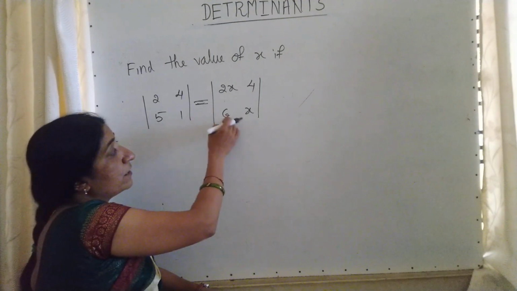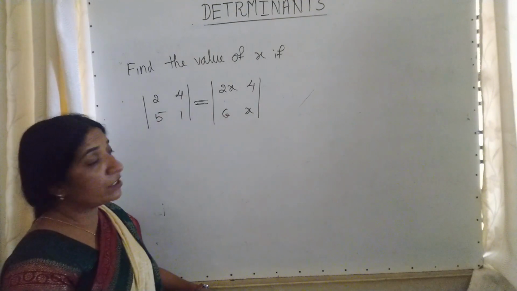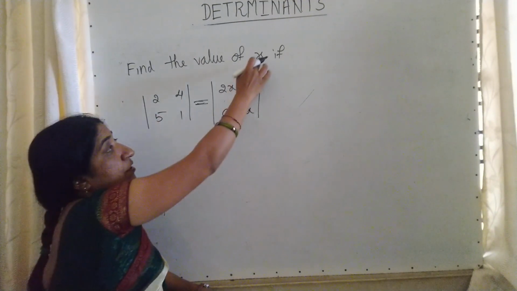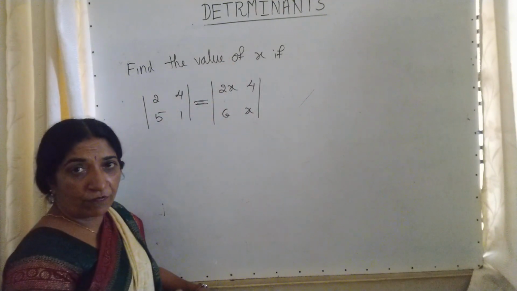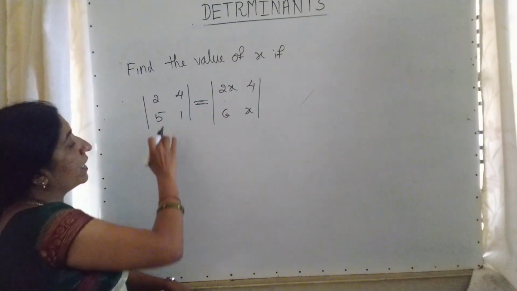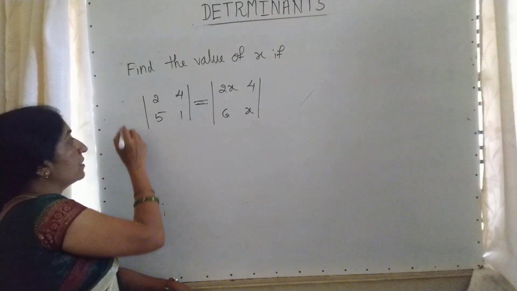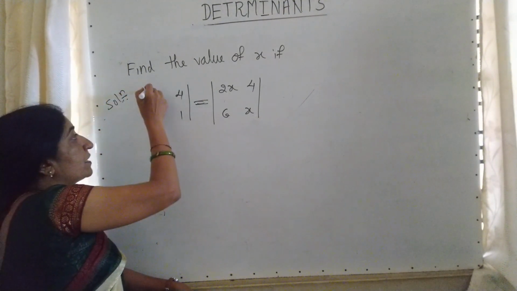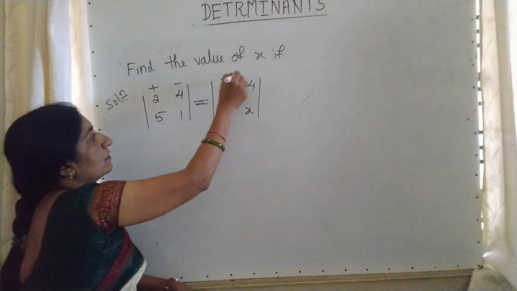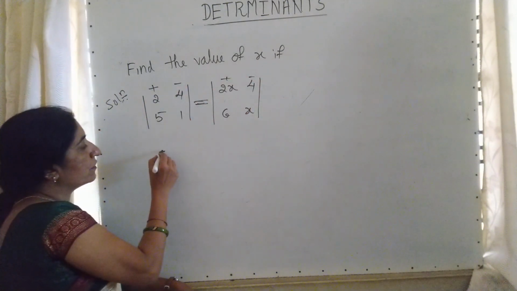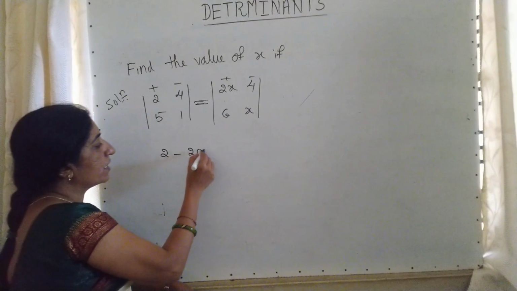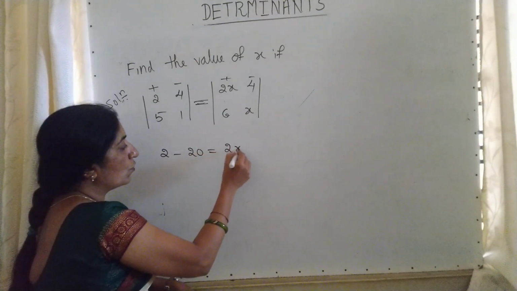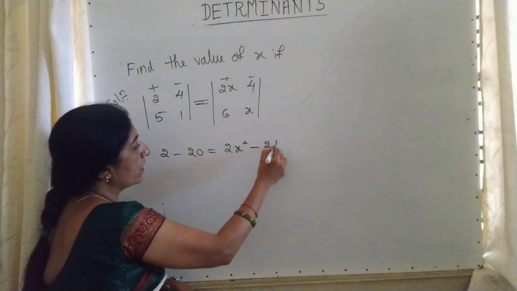We have to write the LHS as well as RHS in the solution, because the question is find the value of x. At that time write the LHS and RHS as it is. After writing LHS and RHS, expand this, find the determinant of this, plus minus plus minus. Solve this. It is 2 minus 20 is equal to 2x square minus 24. Understood?